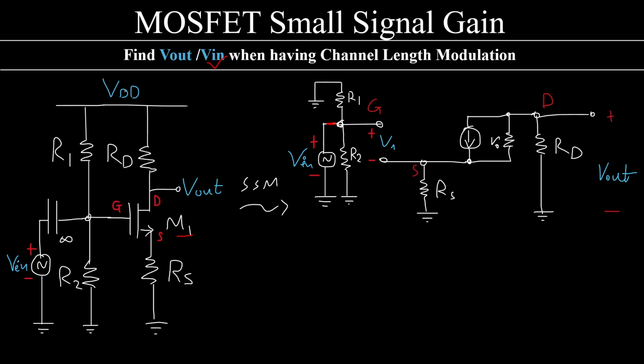And all of our voltage sources will have to be set to 0. That means that they will be short circuited to the ground. This is the AC ground, similar to how normal ground works, but in the small signal model. Now, this is the small signal model of the MOSFET device.